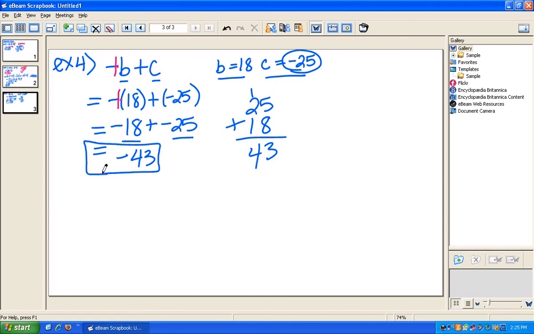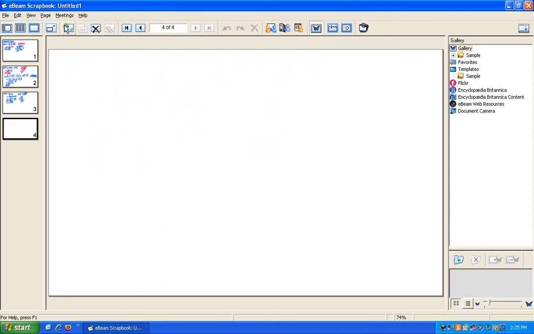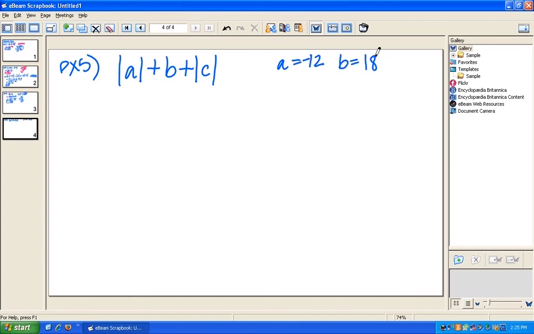Okay? I have one more example for you, and then I'm going to give you some problems to do on your own. So example 5 says the absolute value of A plus B plus the absolute value of C. And A is equal to -12, B is equal to 18, and C is equal to -25.